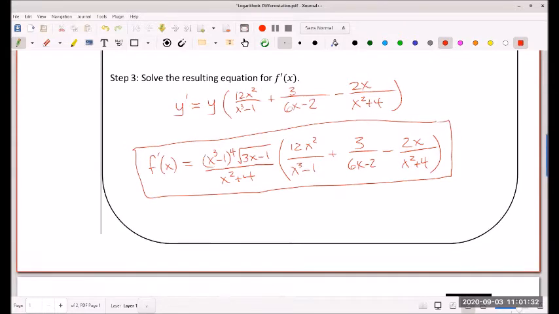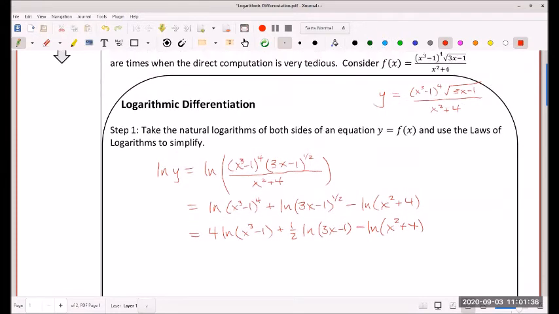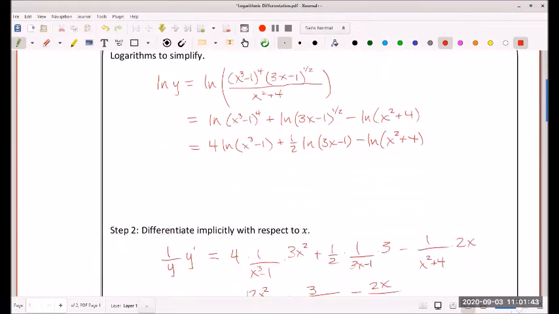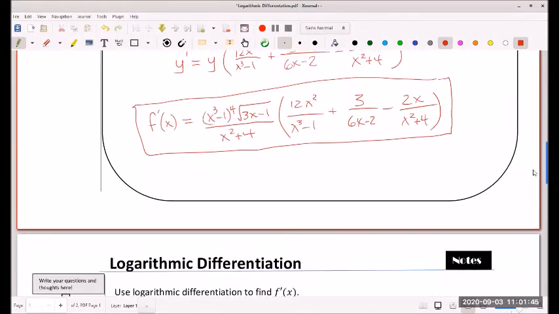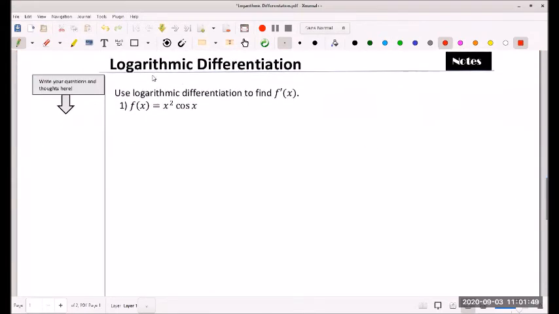So that's how we use logarithmic differentiation. And it should, in general, be a little faster than going through all the rules, again, product, quotient, powers, and all that, to find that derivative. Okay, so let's go ahead and use that to try a few other problems. Let's use this one here. This one is not too difficult. We could probably use the product rule here, but let's go ahead and try it with logarithmic differentiation.